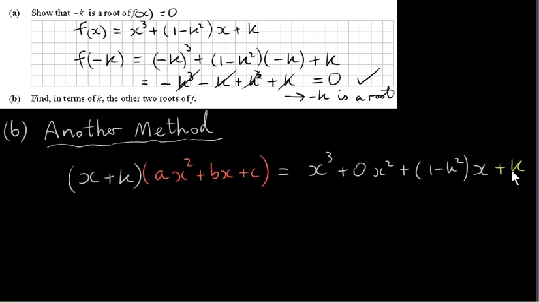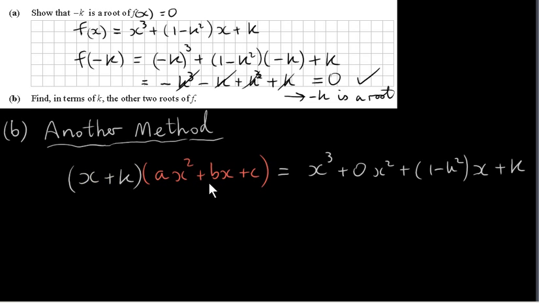So here's f of x written out, and there is no x squared term in f of x, so I've written in 0x squared because we're going to compare both sides. The quadratic factor in x we do not know, so we just call it ax squared plus bx plus c. A quadratic expression has this form. We just need to find out what a, b and c are.